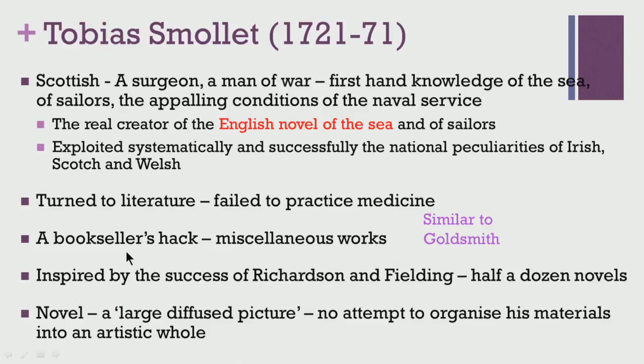What inspired him to begin writing novels was the instant success that Richardson and Fielding reaped in England during those times. So, inspired by this, we find Smollett on a writing spree, and he produced almost half a dozen novels, and for him the novel was just a large diffused picture. We do not find him making any deliberate attempt to organize his materials into an artistic whole, because he, like many others of those times, believed that the novel need not be structured or follow any kind of principles, because there was no precedent, or no particular model for anyone to follow.